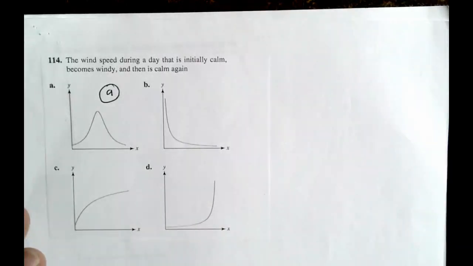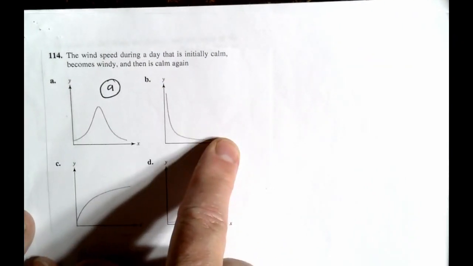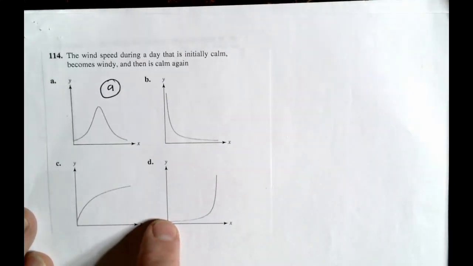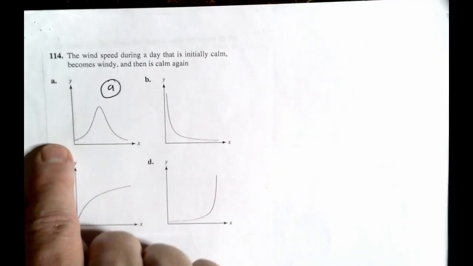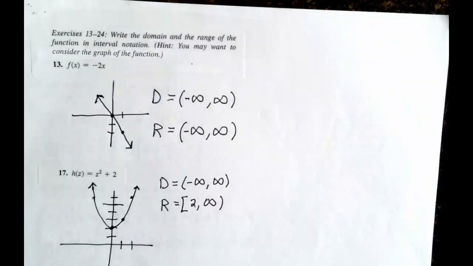Okay, this one says the wind speed during a day that is initially calm becomes windy and then is calm again. So as it becomes windy, the speed of the wind would increase. Here the speed is very high and it's decreasing. That's not it. Here it's low and it's increasing. That's not it. Here it's low and increasing. That's not it. It's low, increases, and then decreases. So it has to be A.